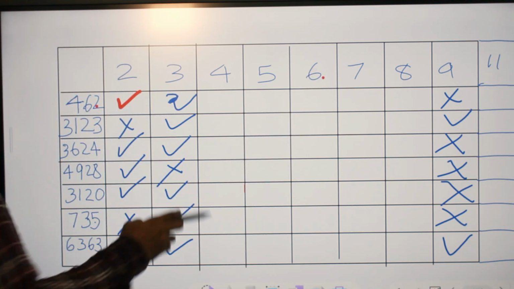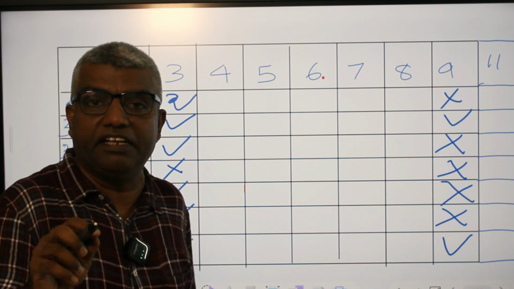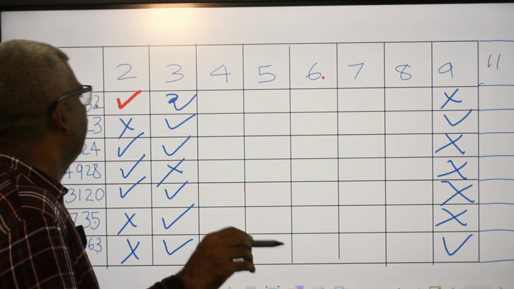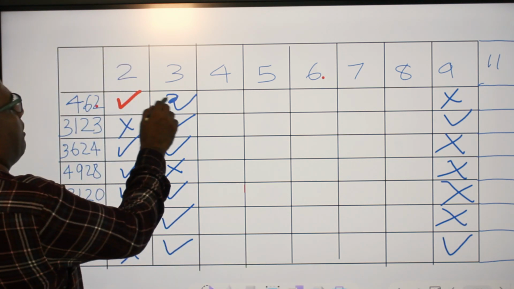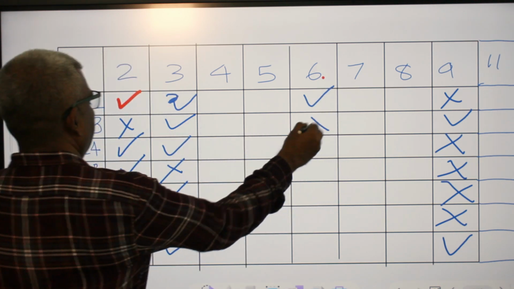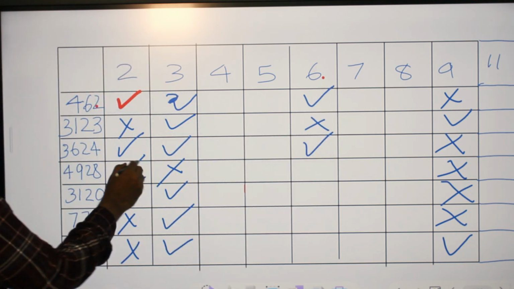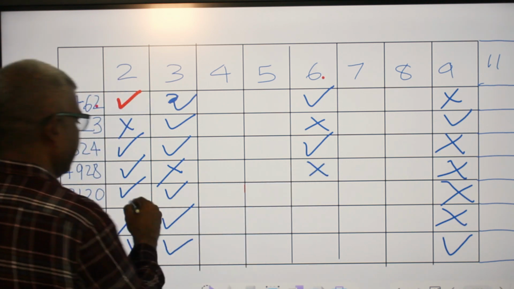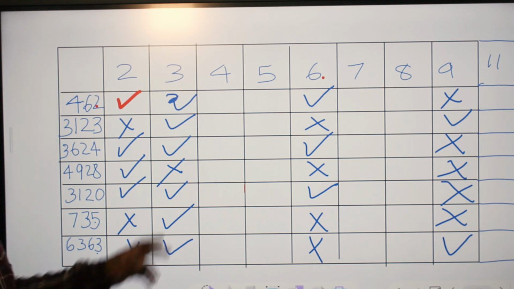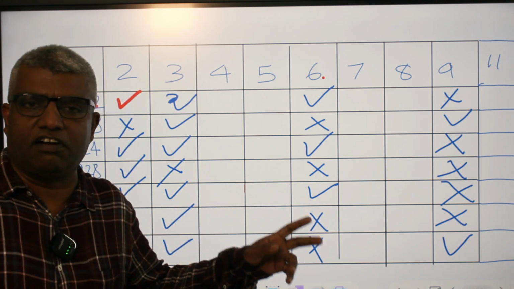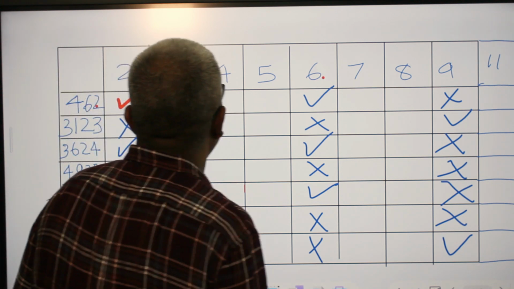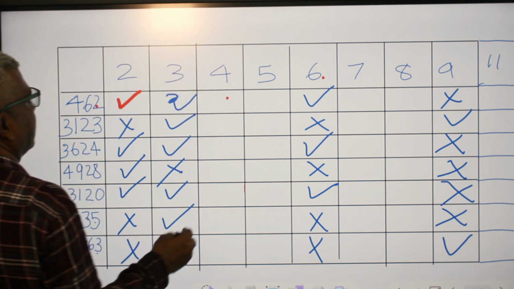If the number is divisible by both 2 and 3, then it is divisible by 6. 462 is divisible by 2 and 3, so it is divisible by 6. Here no, here yes, here no, here yes, no, no. Understand? If either it is not divisible by 2 or 3, then the number is not divisible by 6. For 4, you can check it out.